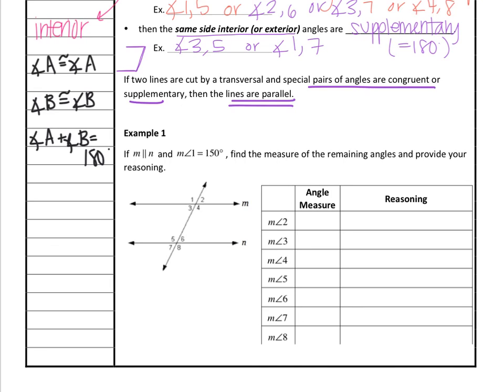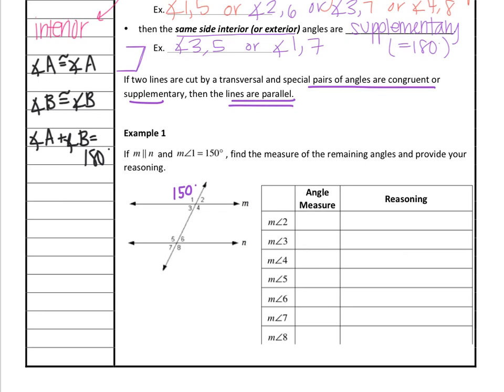Example 1 says if M is parallel to N and the measure of angle 1 is 150 degrees, find the measure of the remaining angles and provide your reasoning. So we're going to work through this using some things that we've talked about previously, like vertical angles, angles on a line, but then we're also going to pull in some of those vocab words that we have up top, like corresponding angles or same side interior angles, alternate interior angles, so on and so forth.